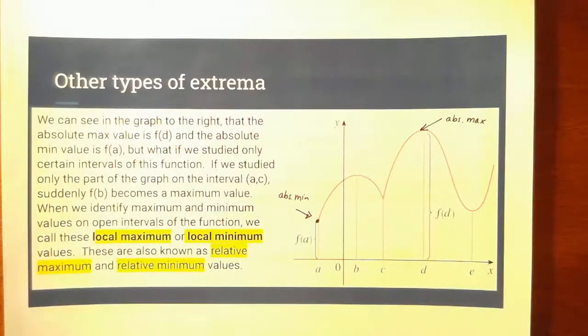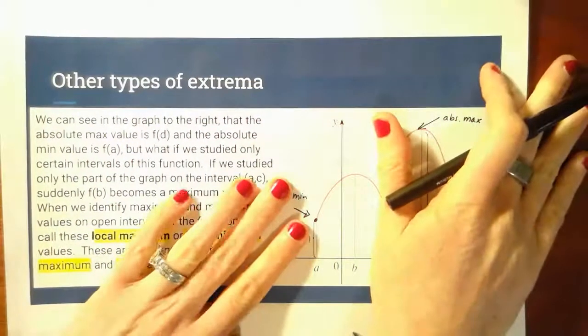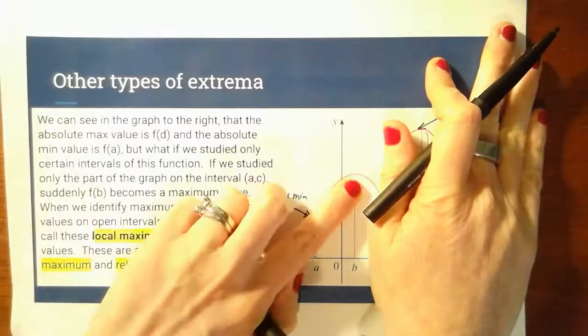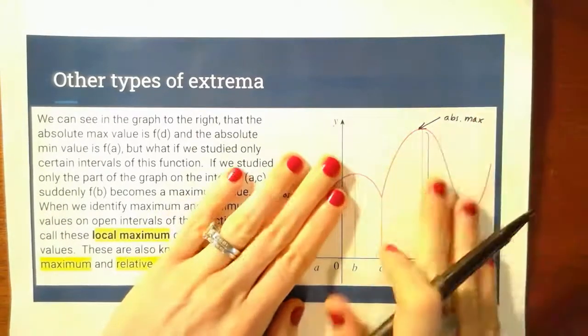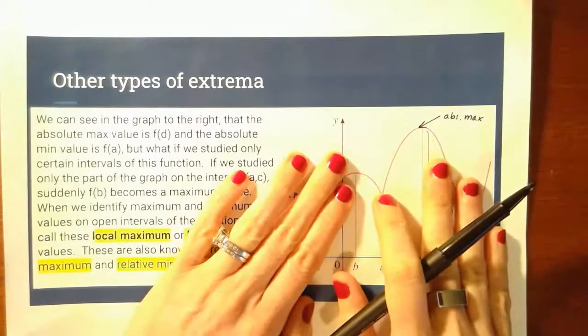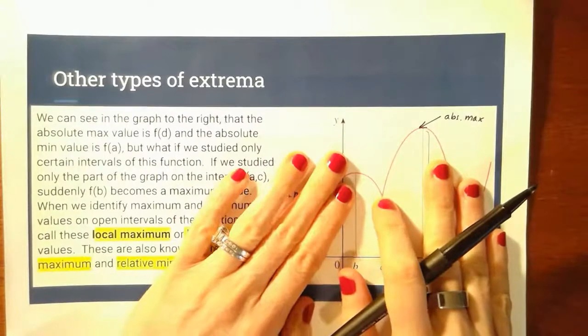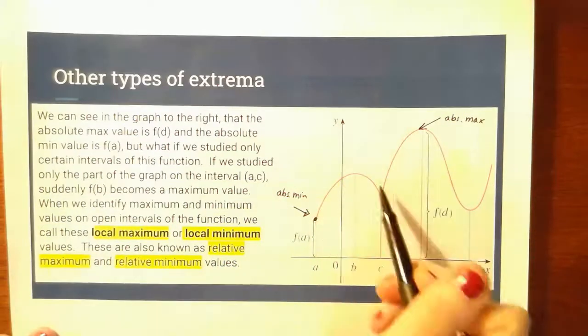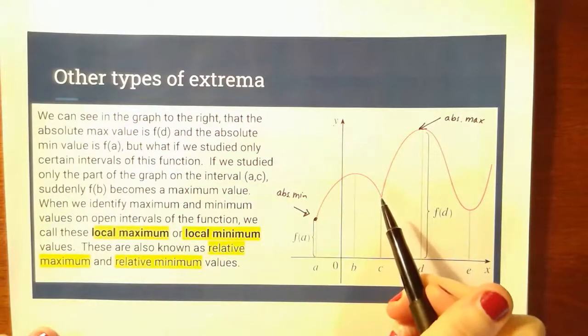But if we studied just smaller chunks of the graph, let's say we studied only from A to C, all of a sudden that top of this hill right here becomes a maximum. And if we break it up into other sections right here, all of a sudden this little guy right here becomes a minimum. So when we have these graphs that have all these different hills and valleys in them, and we want to study just smaller sections of them, what we start looking at is how they are working on an open interval in that domain.